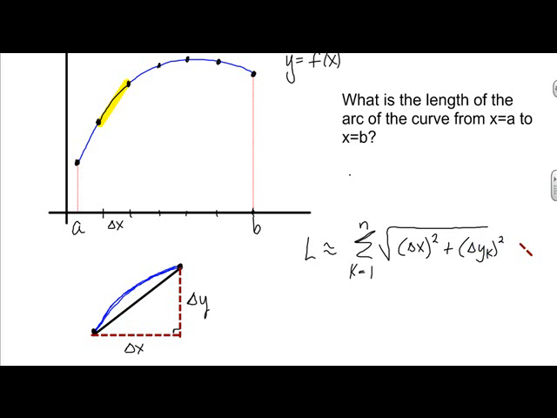Now again, I'm using delta x because that's going to be consistent no matter which interval we're looking at. The change in x is the same. I've written delta y with a subscript of k because all of those changes in y's are going to be different. So the amount of change delta y will be different for each different subinterval.